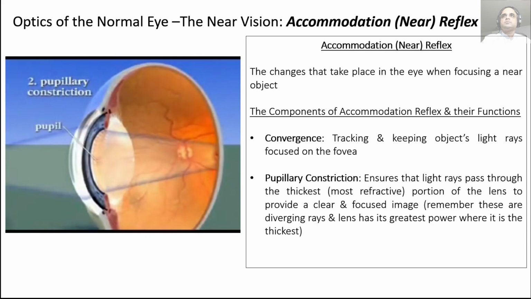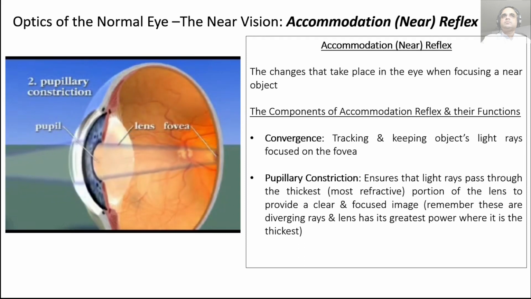Second, the pupil must constrict to restrict the entry of light rays diverging from a near object, since diverging rays cannot be bent enough by the periphery of the lens to make them fall on the fovea. If the pupil were to remain dilated, the image would be blurred.